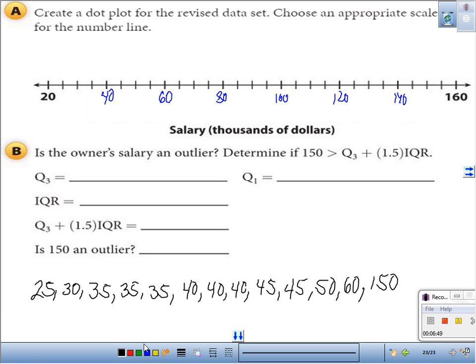So check this out. So we're going to fill our dot plot. So the first number is 25. So 25 would be next to the 20, so you put a dot right there. Did that work? Okay. So I want you to fill your dot plot. The next one would be what? 30. 30 is about right there. There's 3 35s. 1, 2, 3. 35 is right here. There's 3 40s. So then we do 1, 2, 3.